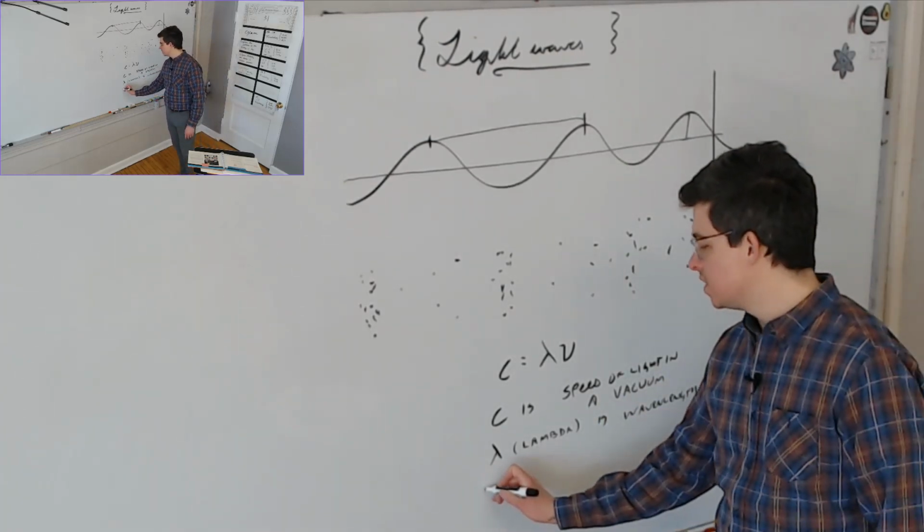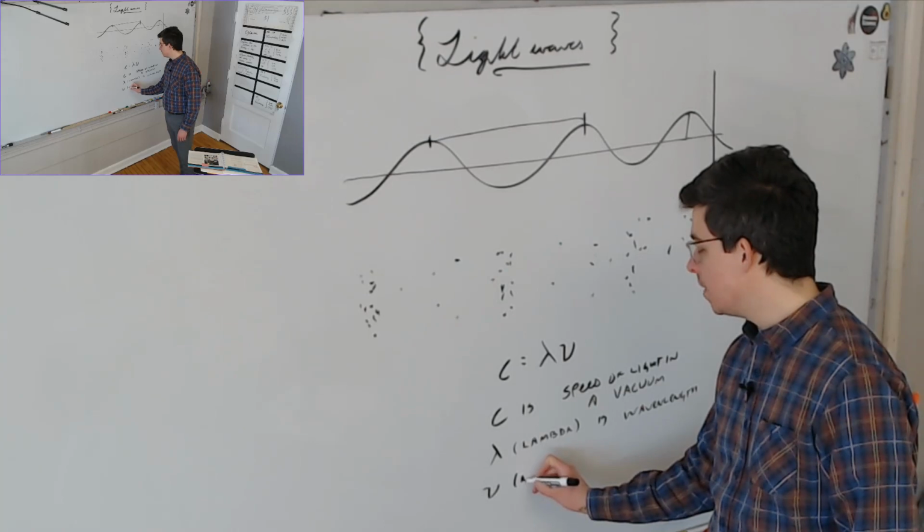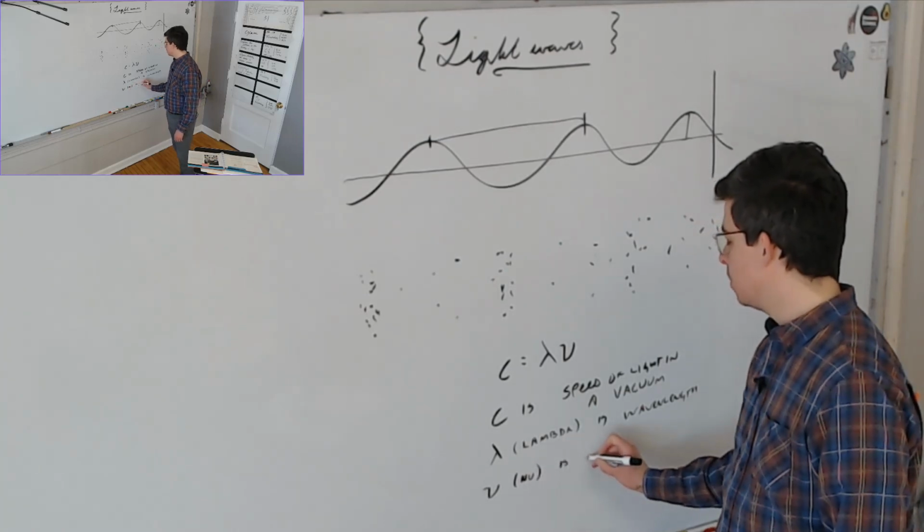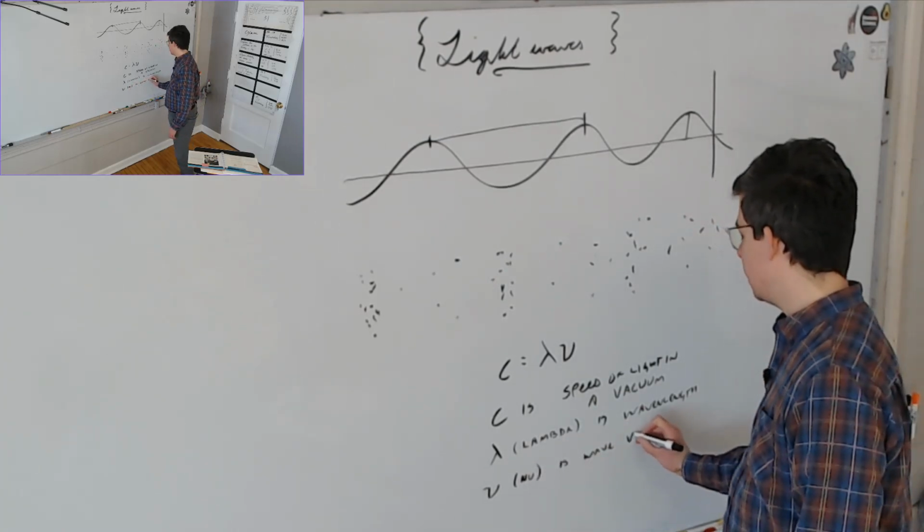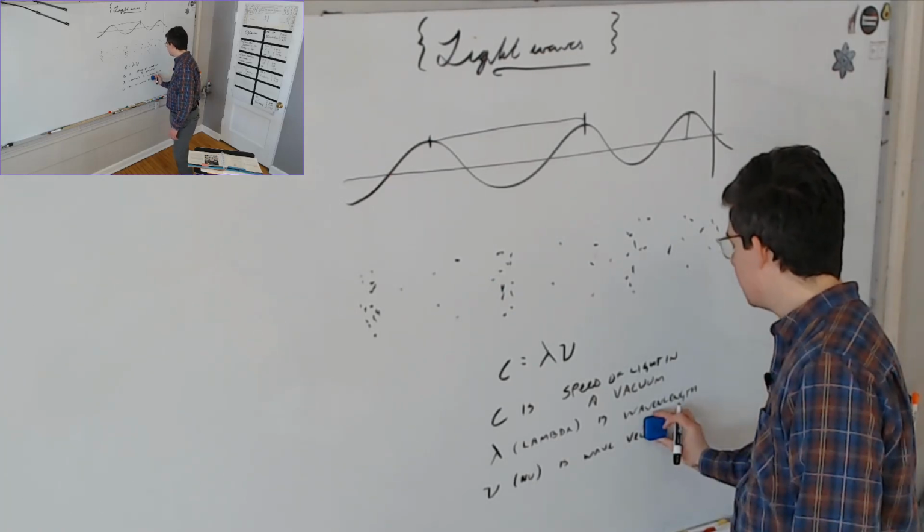And then this, the lowercase Greek letter nu, is wave velocity. I'm sorry, that is not right. Wave frequency.